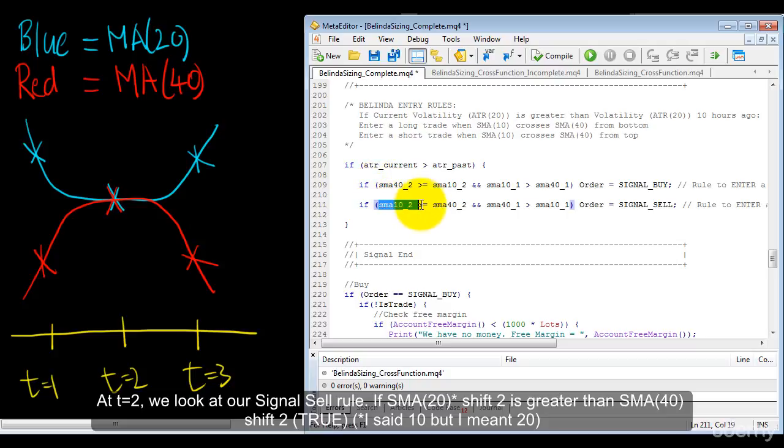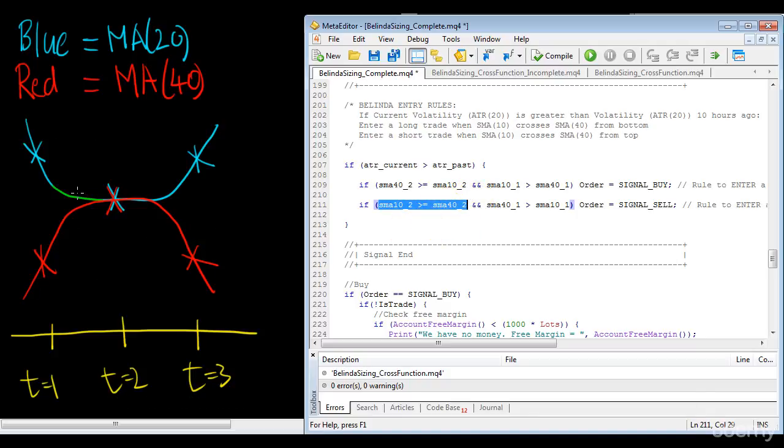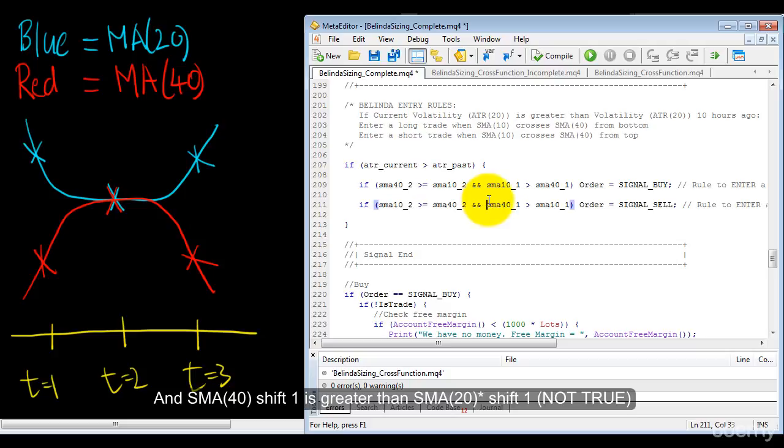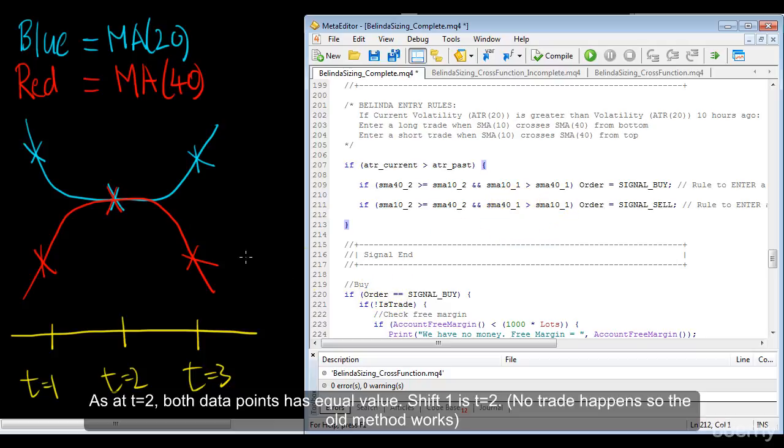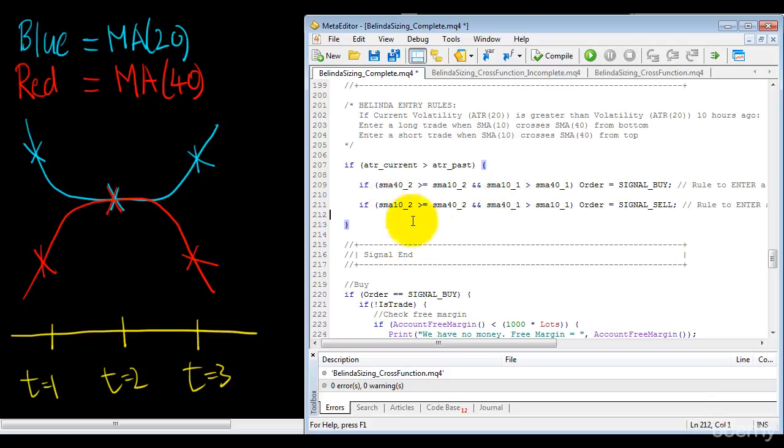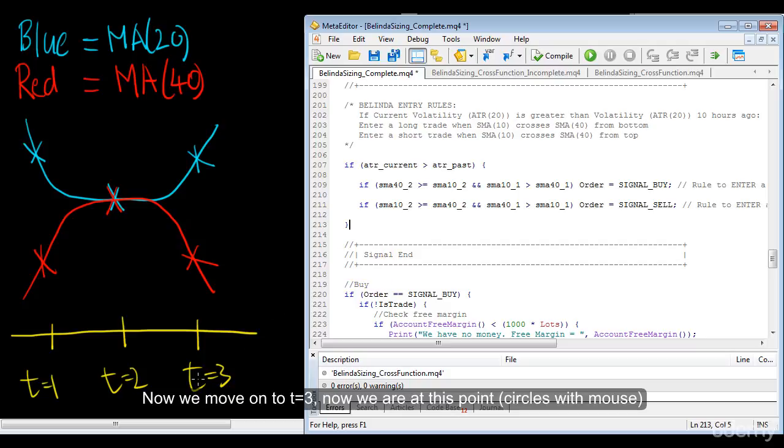If SMA 10 shift 2 is greater than SMA 40 shift 2, which is true, and SMA 40 shift 1 is greater than SMA 10 shift 1, this is not true, as now both points are equal. Shift 1 is time 2 right now. So we move on to time equals 3.